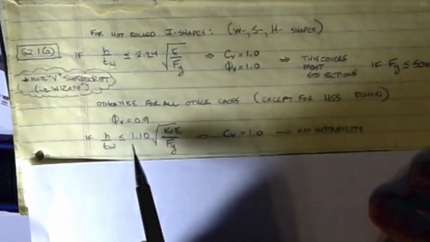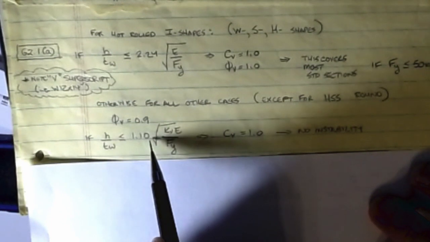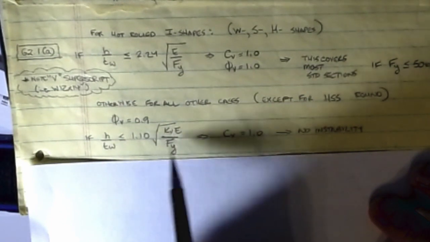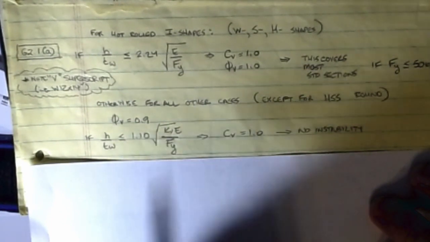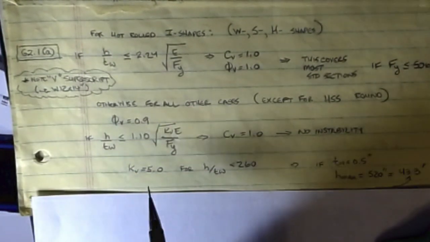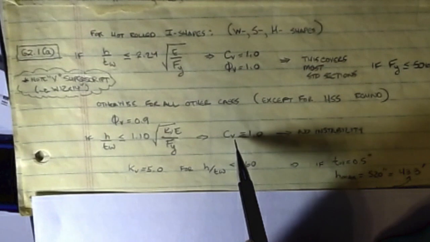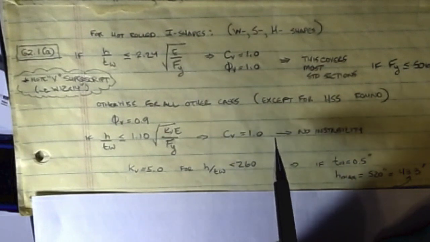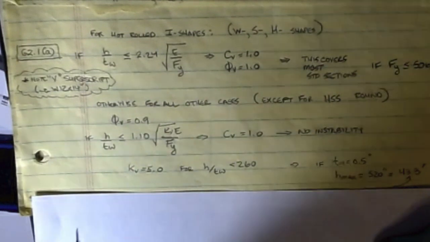Okay, they're going to do another check then if you're down in this other case where we violated this one. Are we less than 1.10 times the square root of KvE over Fy? If we are, then Cv is 1.0. Now, the pieces of the puzzle for this: this indicates that there's no instability in the web. We're not getting into that tension field action or anything like that.